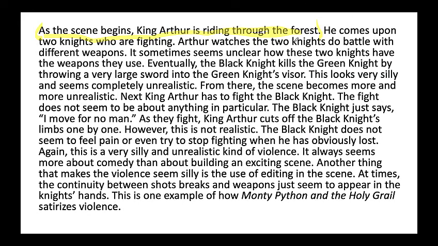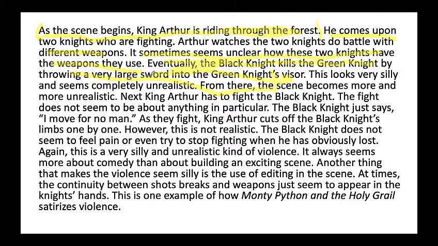So the next sentence, he comes upon two knights who are fighting. Again, summary, all right? Arthur watches the two knights do battle with different weapons. It sometimes seems unclear how these two knights have the weapons they use. We are still summarizing. We're about 3 or 4 sentences in. Eventually, the Black Knight kills the Green Knight by throwing a very large sword in the Green Knight's visor. Once again, we're all the way to this point, and we haven't analyzed or done anything other than retold the film.